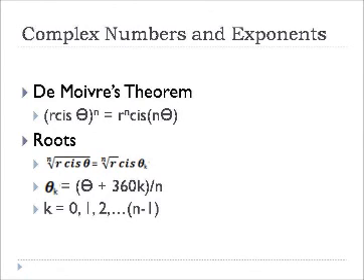De Moivre's theorem. When r cis theta is raised to the power of n, we raise r to the power of n and we multiply n to theta.